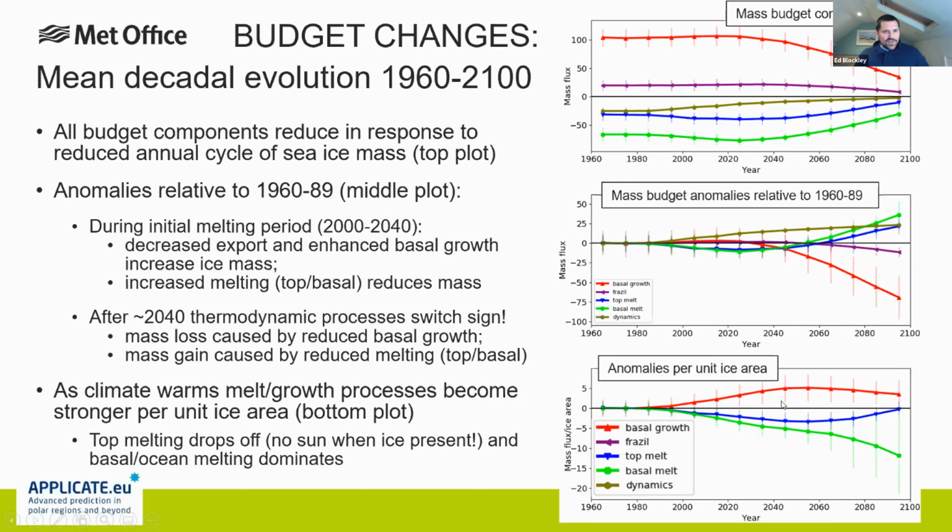And then if we look at anomalies per unit area, which is the bottom right plot, you can see that for example, basal melting just gets even more and more important. So as you get to about here, there's not much ice left in the summer when there's any sun, and so top melting just dies off because all the ice exists in the dark. It's a bit of a sad state of affairs for it.